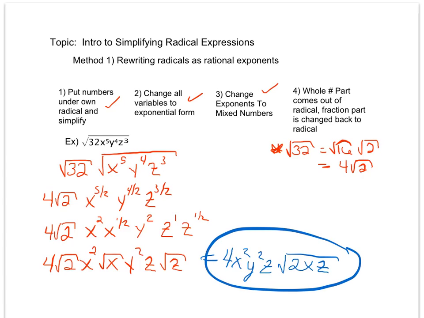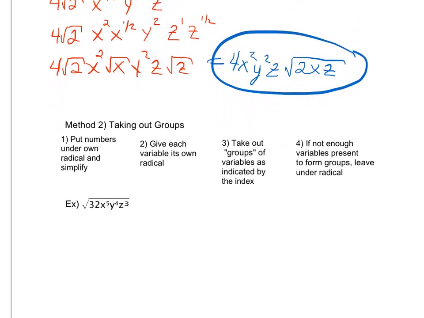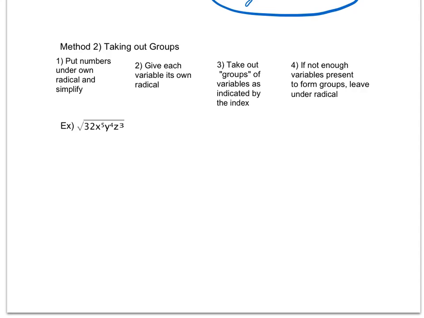Okay. If this method makes sense to you, you are going to watch the next video, which is going to be labeled examples simplifying radical expressions with rational exponents. If you would like to hang around and see the second method before you make your decision, I'm going to go over that next. The second method is taking out groups.